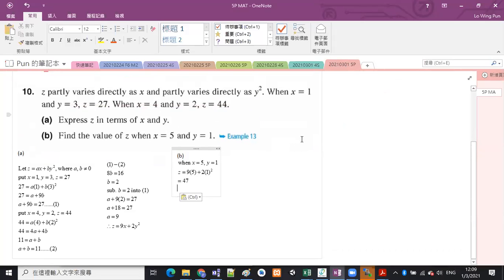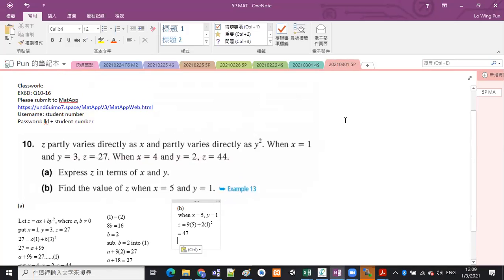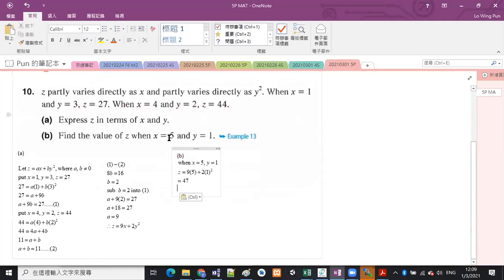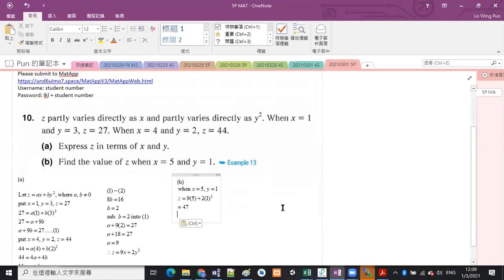All right, so I would like you to spend 10 minutes to try to do 11, 12, 13, 14 maybe. Okay, just give you 10 minutes and then I will talk about the solution.